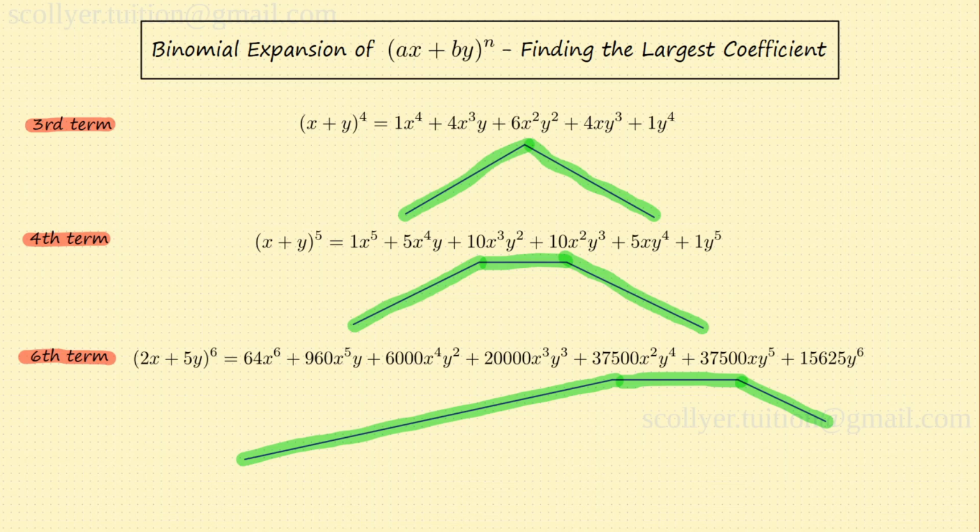What we need is a method that allows us to determine both of those facts for the arbitrary expansion of ax plus by to the power n without performing the whole expansion. We need a formula. And that formula should allow us to calculate the index of the term containing the largest coefficient. We usually call that r, in terms of the values of a, b, and n.